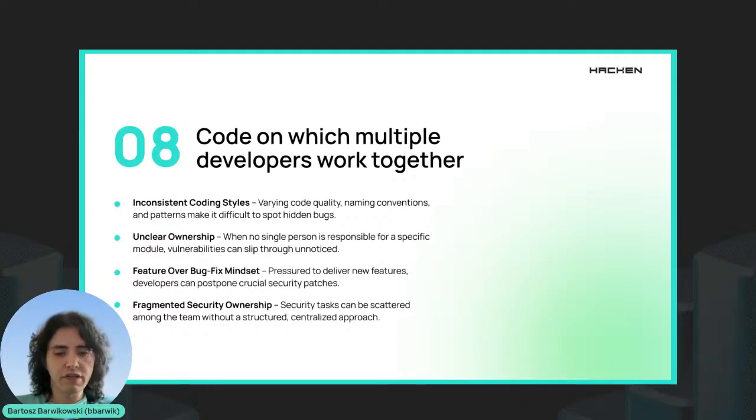And usually it's easy to notice that there are going to be problems in this category. For example, when I see inconsistent coding style, unclear ownership, or a feature-over-bug-fix mindset, especially when the team is in a hurry and quickly introduces new features without tests, it's a red flag, and I will for sure be checking the code for issues, because there's a very high chance there are going to be some issues.